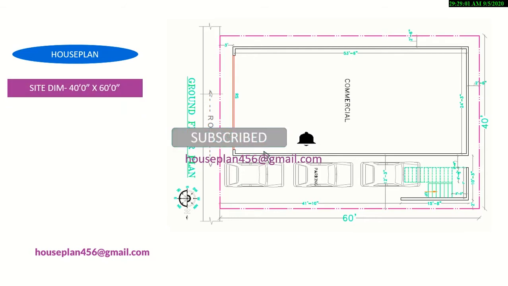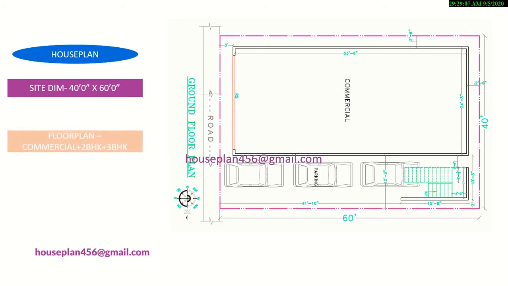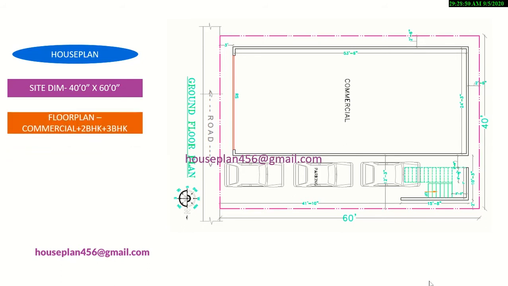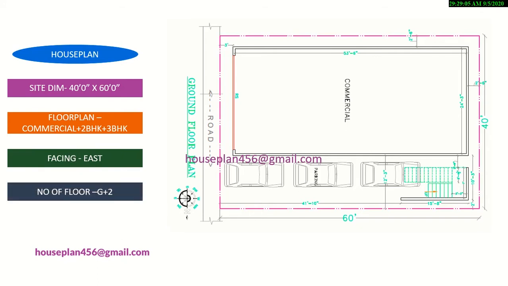In this video I'll show you house plan of site dimension 40 feet by 60 feet. Floor plan: ground floor is commercial area. First floor consists two houses of 2 BHK. Second floor have 3 BHK house. Facing of site is east. Number of floors is G+2. Main door entrance is provided towards east facing.